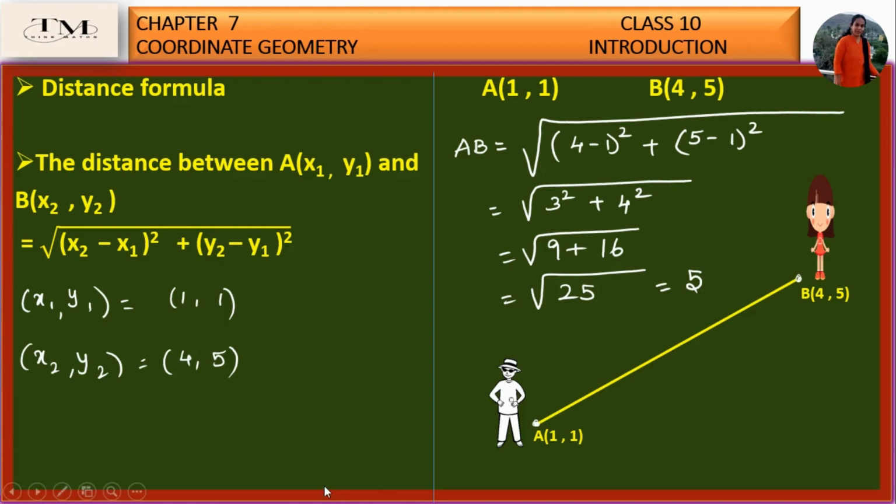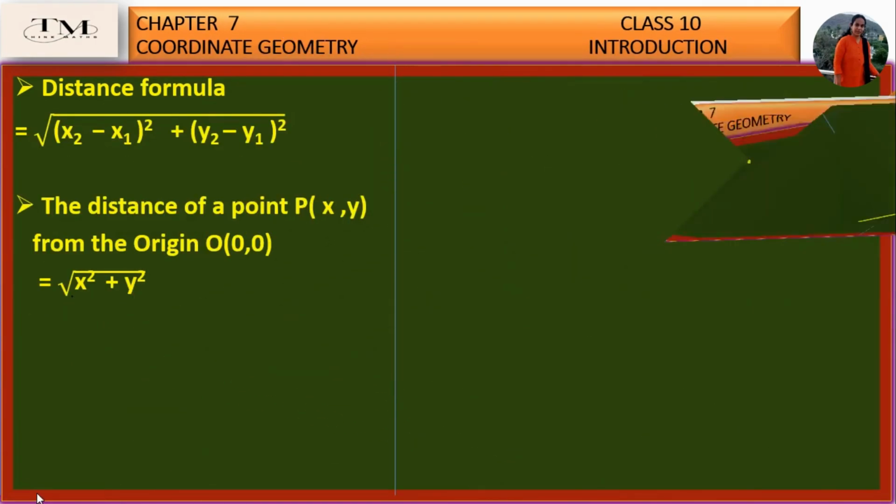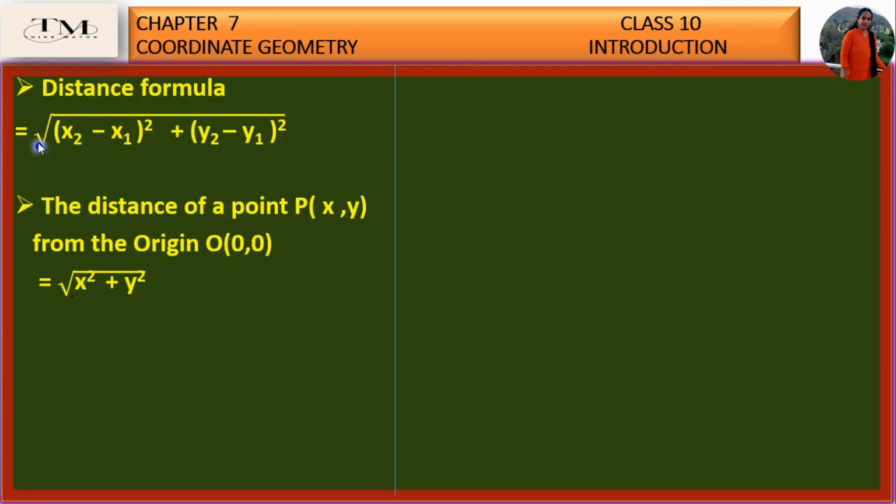So moving on to the next topic in the next page. So we know the distance formula which is square root of x2 minus x1 the whole square plus y2 minus y1 whole square. Suppose we want to find out the distance between a point P and the origin. So origin is 0, comma 0. So let us find out the distance between O and P. So origin is 0, comma 0 and the point P is x, comma y. So OP is nothing but distance between origin and the point P.